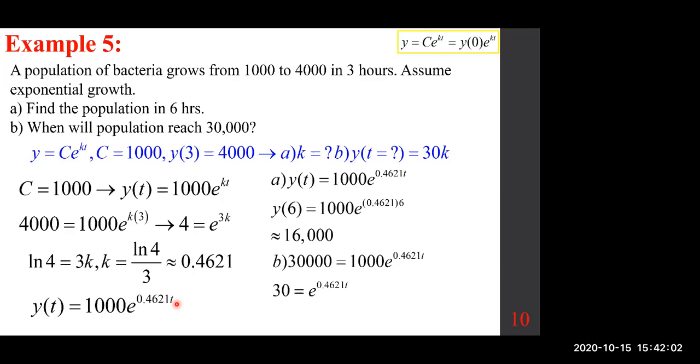So you drop 1,000, that means you divide. You get to this one. Take a natural log of both sides. The left side, ln of 30, the right side becomes the exponent only. So ln of 30 equals 0.4621 t. So what is t? Ln of 30 divided by 0.4621, which gives you 7.36 hours. I hope everybody is comfortable with that, class. Okay.